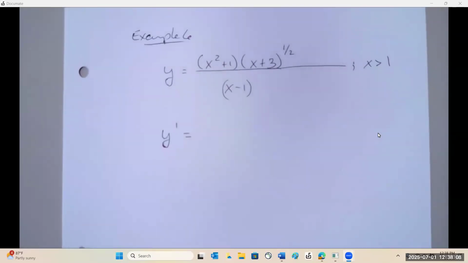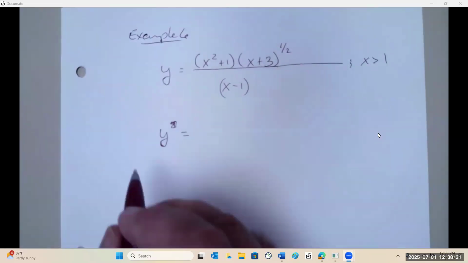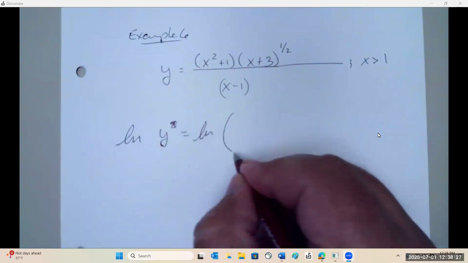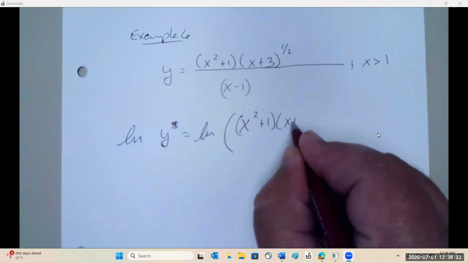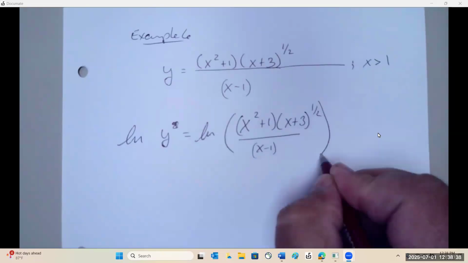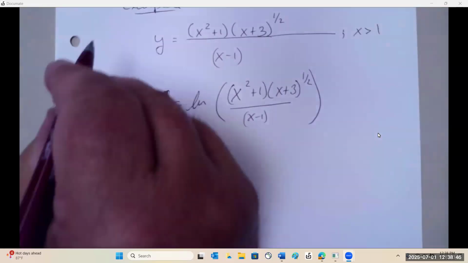Neither. You use none of those. How can you do that? By using the rules of logarithms. If I take the ln of both sides, I'm still looking for the first derivative.